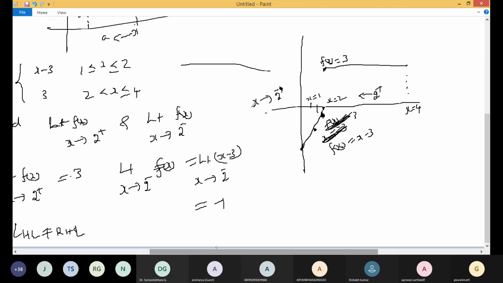Understanding, no? When you are approaching from this side, it becomes, put 2 here, 2 minus 3 is minus 1. See, the left hand limit is minus 1, and the right hand limit is 3. Both are not equal. Therefore, the function is discontinuous. Is it clear now? Any doubts here?